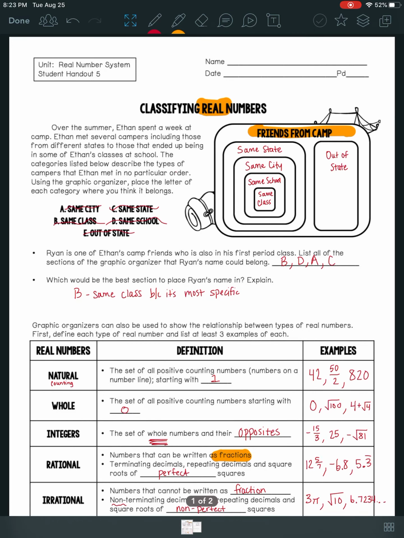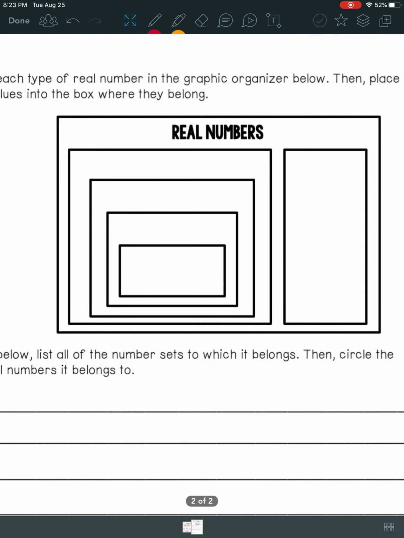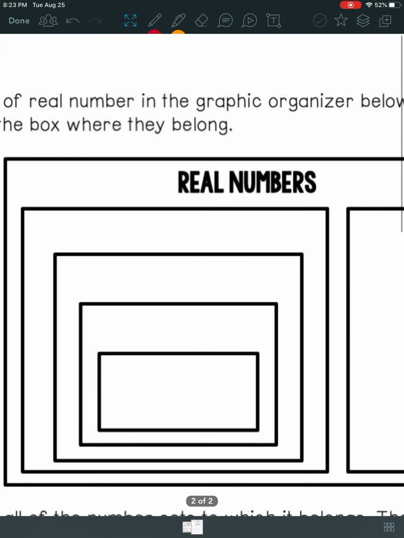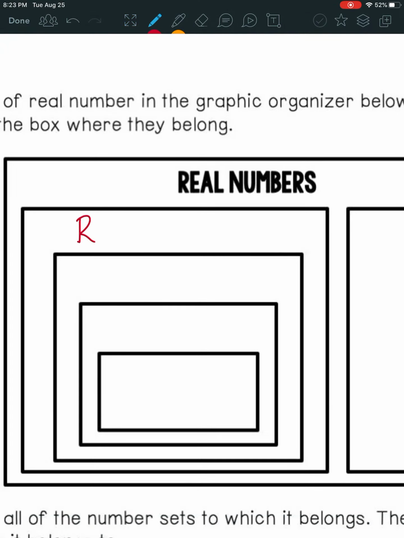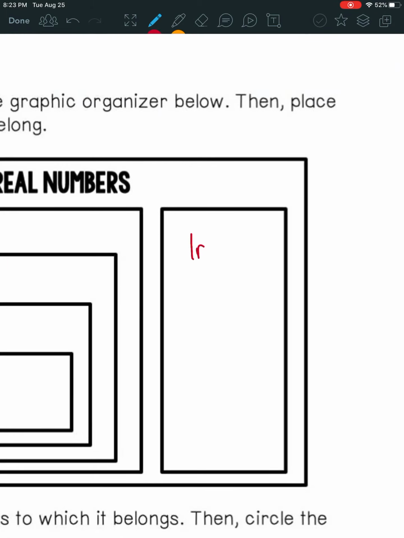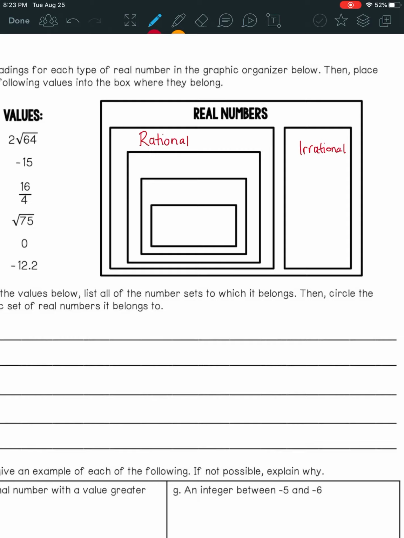Okay? Now, let's organize these into a graphic organizer, because if they fit one category, they may fit more than one. So in our real numbers here, remember, real numbers are all numbers we're talking about. We've got two different categories. We have rational and irrational. Rational can be written as a fraction. Irrational cannot be written as a fraction. Okay?